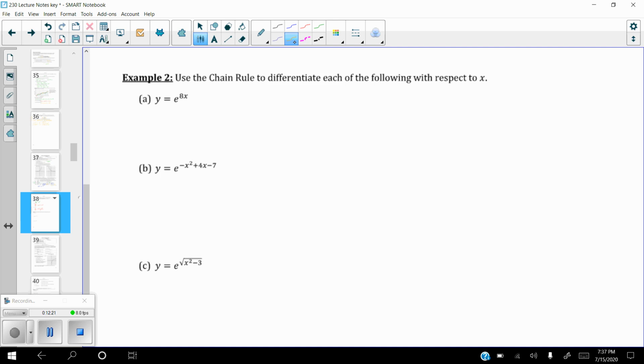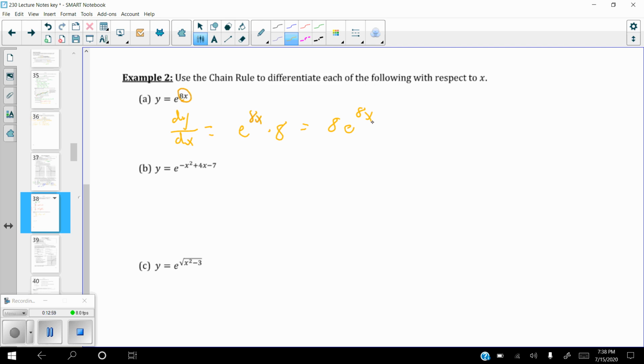So when we do the dy dx here, for example, in letter A, it still starts off the same way. It's just the derivative of e to the x, in this case would be e to the 8x, so it's going to be e to the 8x. But then using the chain rule, I have to multiply it by the derivative of the composite part, which is 8x. Well, the derivative of 8x is 8. So really, I'm just going to rewrite that one. That's 8 e to the 8x.